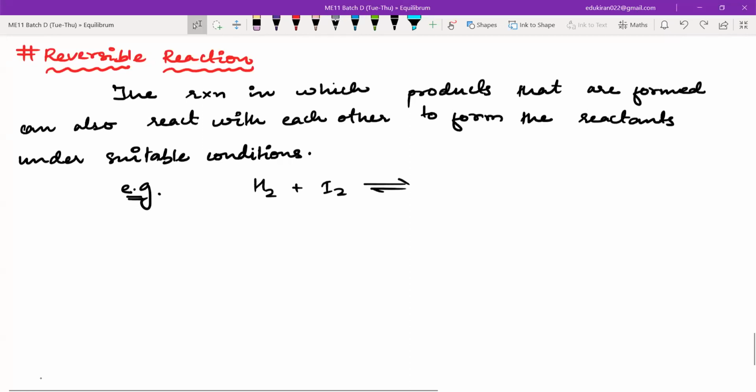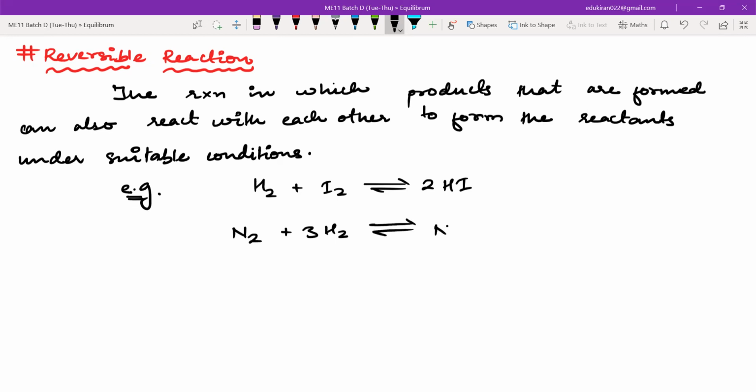hydrogen plus iodine, which gives 2 moles of HI. Next, N2 plus 3H2 forms ammonia, and ammonia can also dissociate: NH3 can dissociate to form N2 and H2. Similarly, if I want to form nitrogen oxide, N2 plus O2 will be in equilibrium with NO.